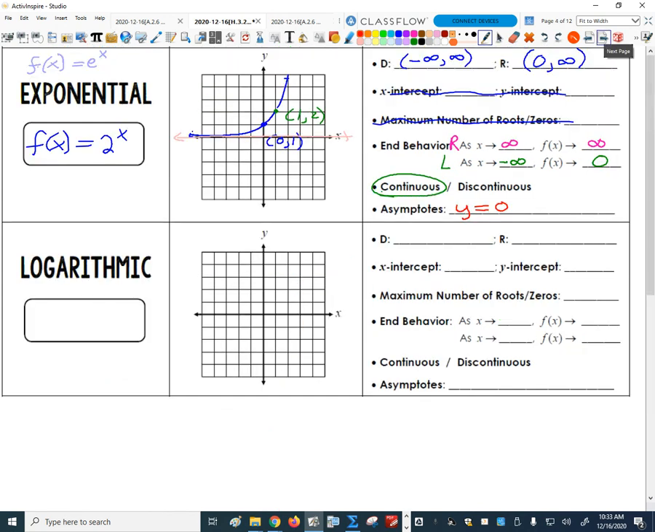Okay, and then the last one is the logarithmic function. The logarithmic function has a strange kind of symmetry with the exponential function. It has reflective symmetry about the line y equals x, which means that these are inverses. We'll get into all that stuff later. So this is how we write it.